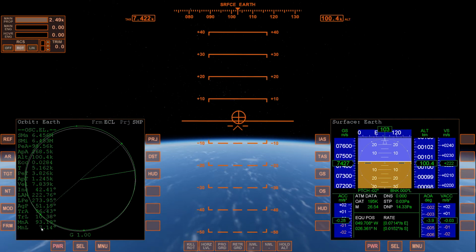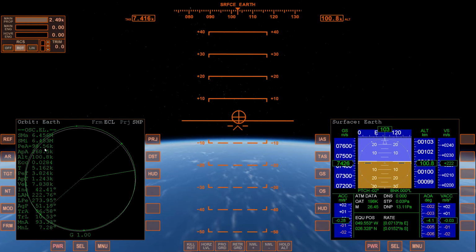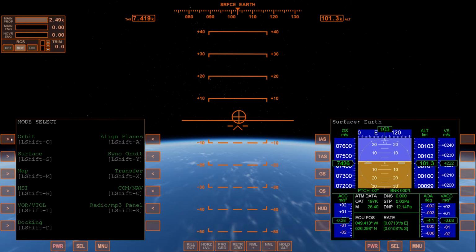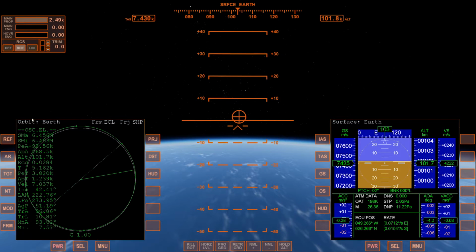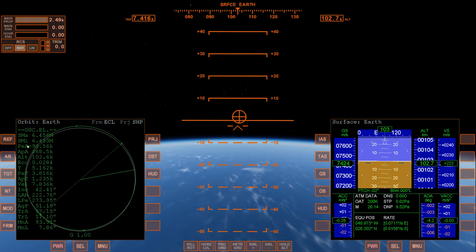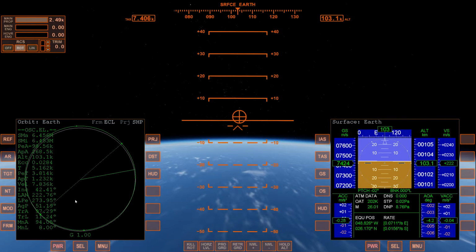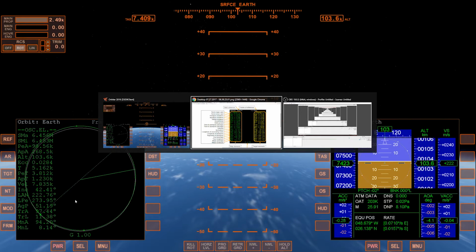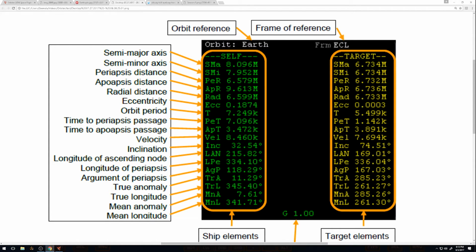This multifunction display right here, this orbit. Remember we went to select? We selected the orbit. Okay, these are all the numbers. Now, we're only going to focus on 3 to 4 terms in this whole thing, because I don't want to confuse the heck out of you. I don't want to confuse the heck out of me. All right, now here's what we're looking at.